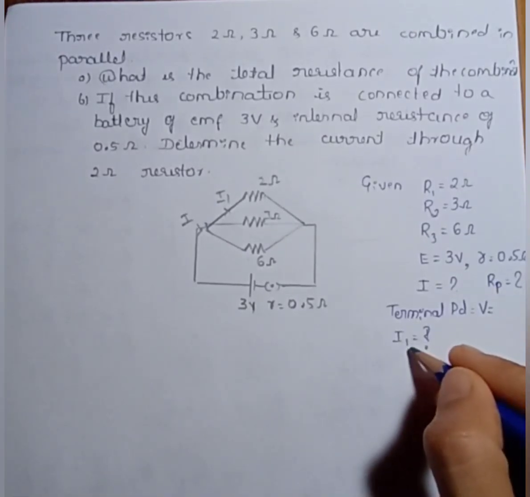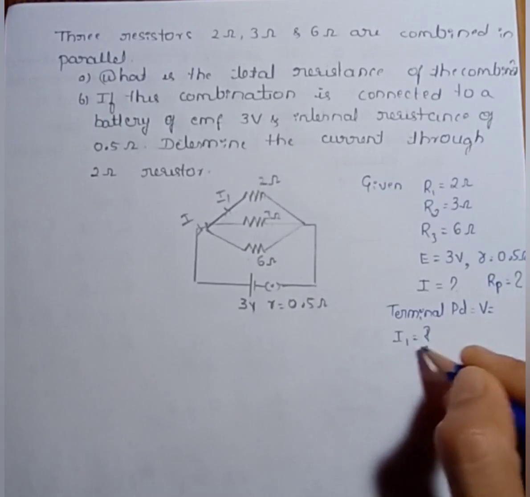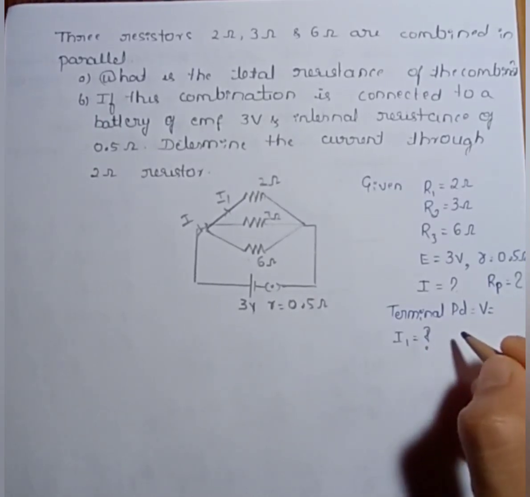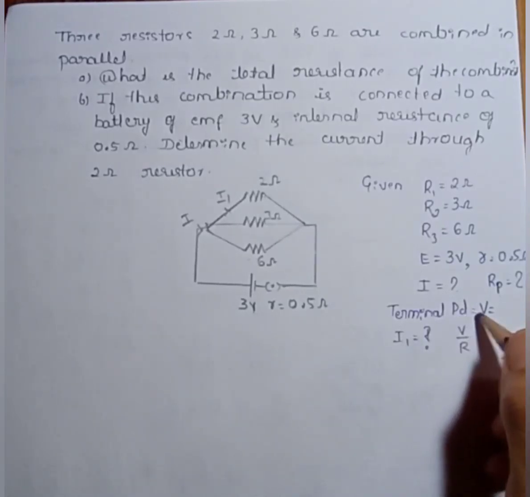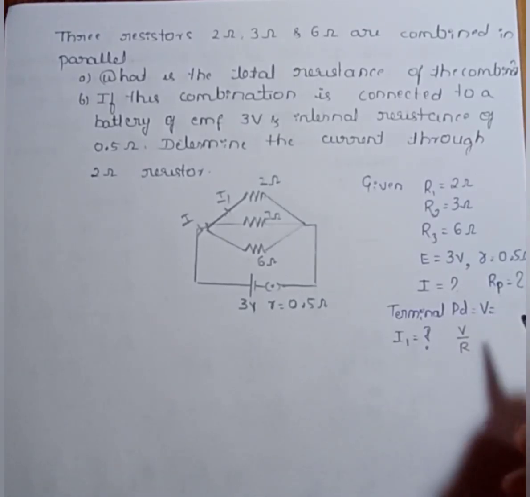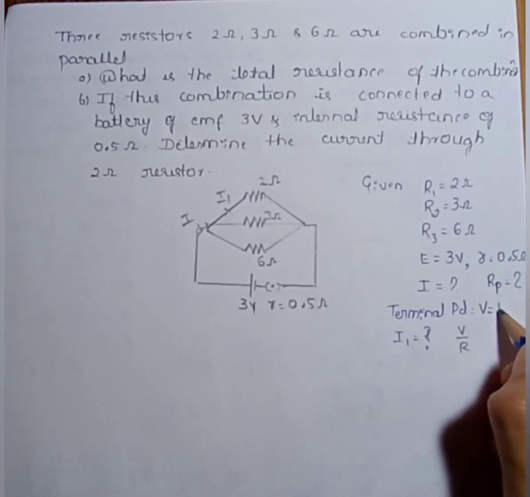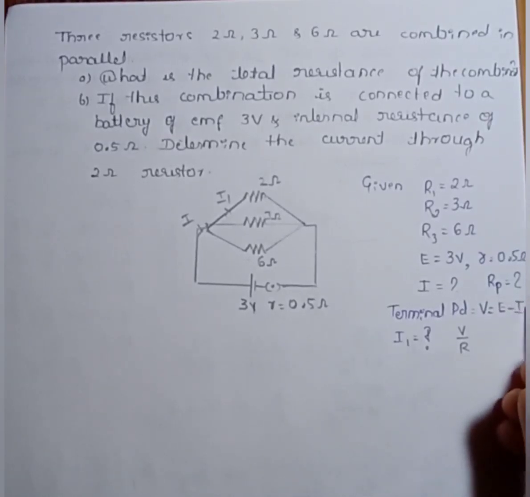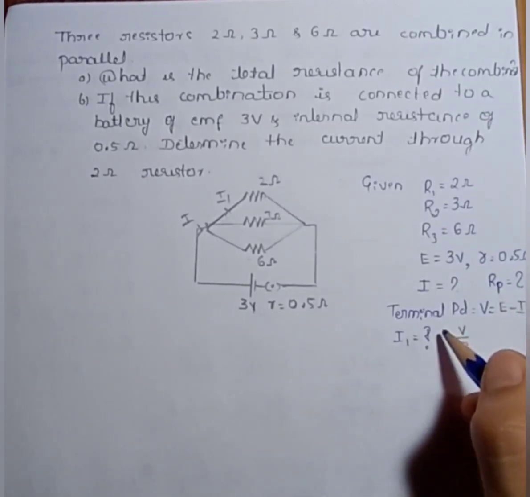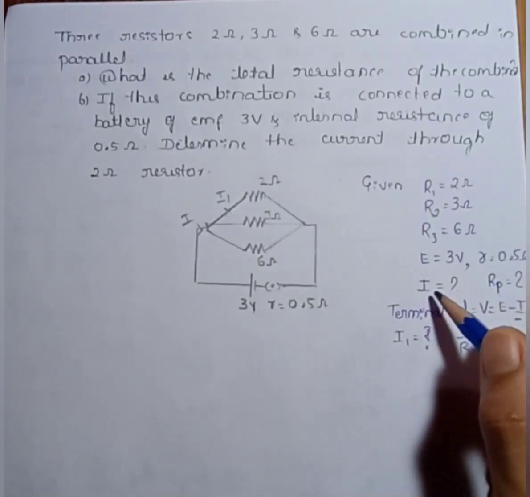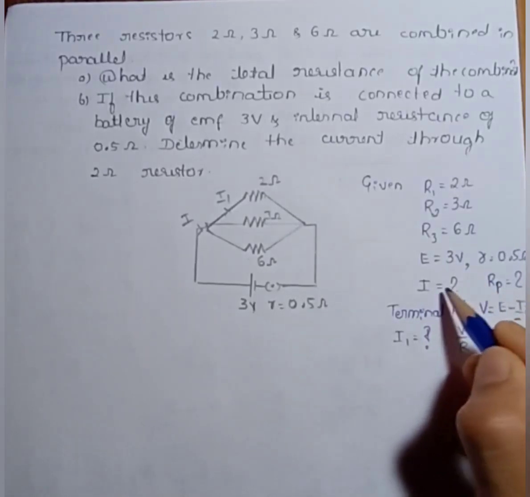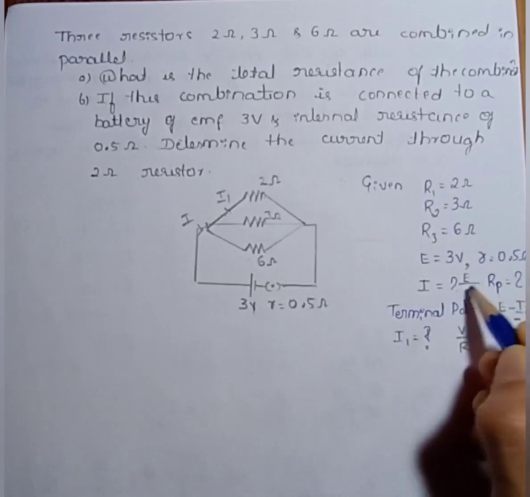To find out the current through the 2 ohm resistor, what do we need? V divided by R. V means the potential difference. How do we find the potential difference value? By knowing the value of E minus I into R. Before finding the terminal potential difference, first of all, what do we have to find out? The value of I, that is the main current. How do we find the main current? I equal to E divided by capital R plus small r.